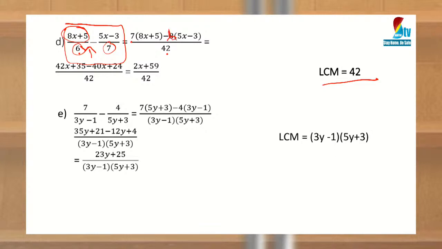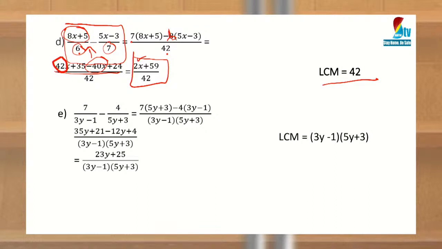And then I multiply. I remove the brackets and I get this. And then I collect my like terms. Remember, the term always takes the sign in front of it. And then now I'm having 42x minus 40x, which is going to give me 2x. And 35 plus 24, which is going to give me 59. At the end of the day, I'll have my answer as 2x plus 59 over 42.